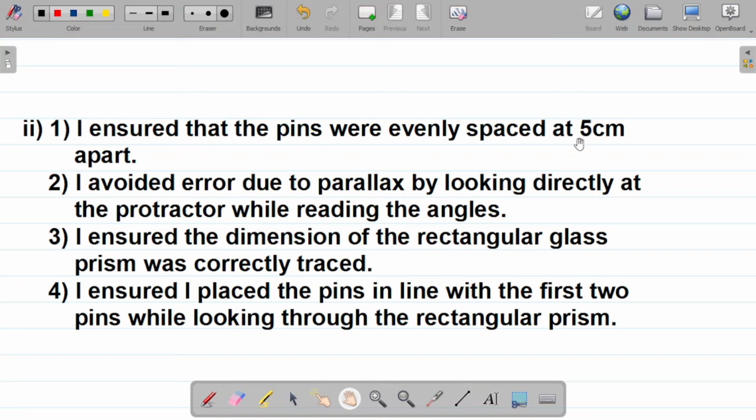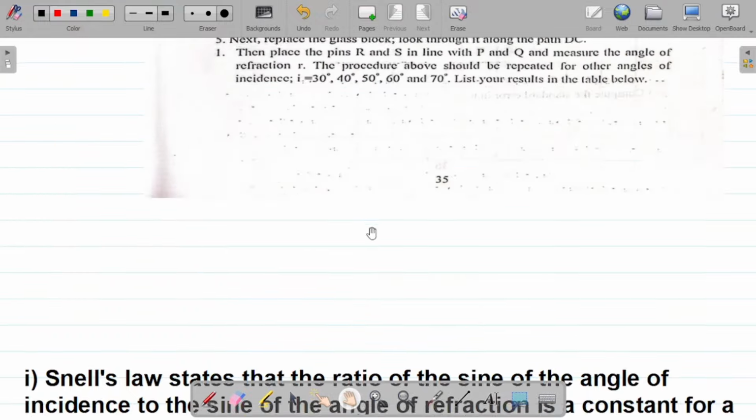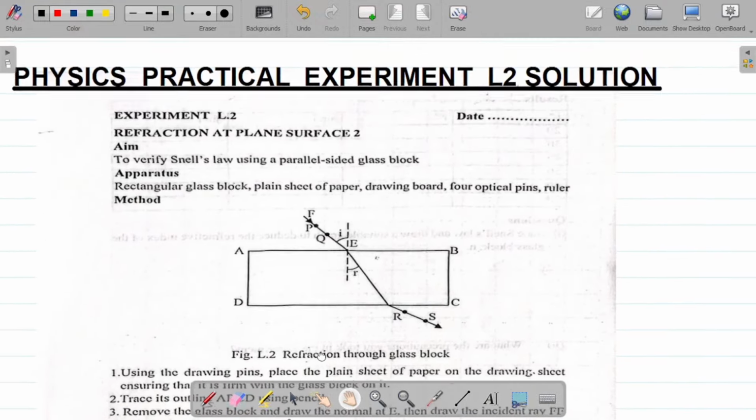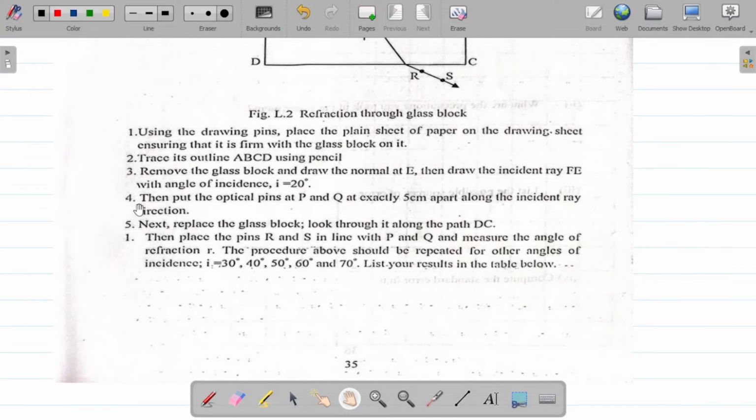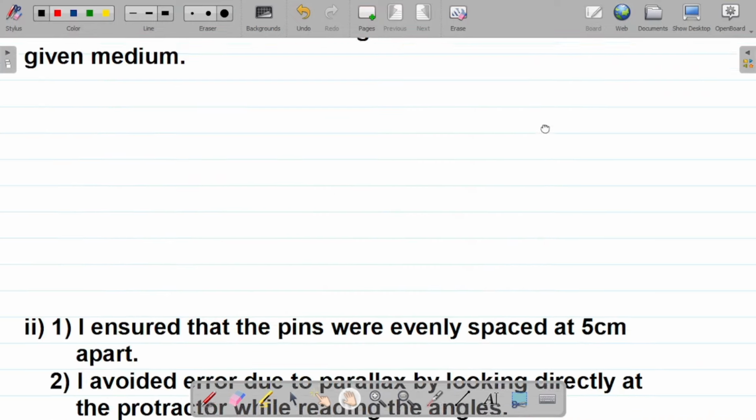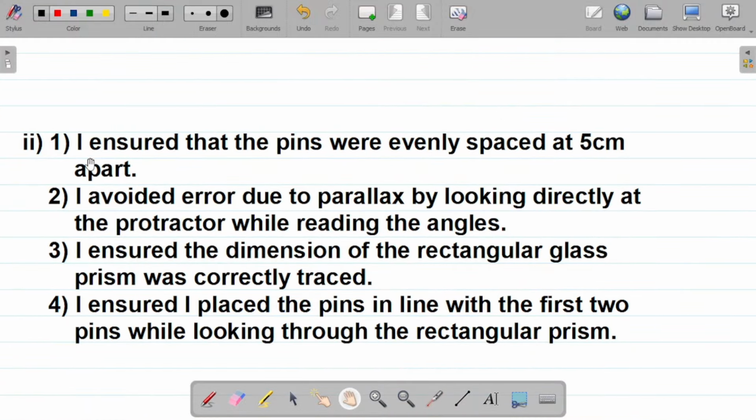Now, why did we use 5 centimeters apart? Let me take you back to the question, or to the first page. So this was the first page. If you look at the first page, there's an instruction here. Number 4 says, then put the optical pins at P and Q at exactly 5 cm apart. So the 5 cm was actually an instruction that was given. All right, so I'm just stating this again. This is how I got the 5 cm. All right, so back to this. I ensured that the pins were evenly spaced at 5 cm apart.